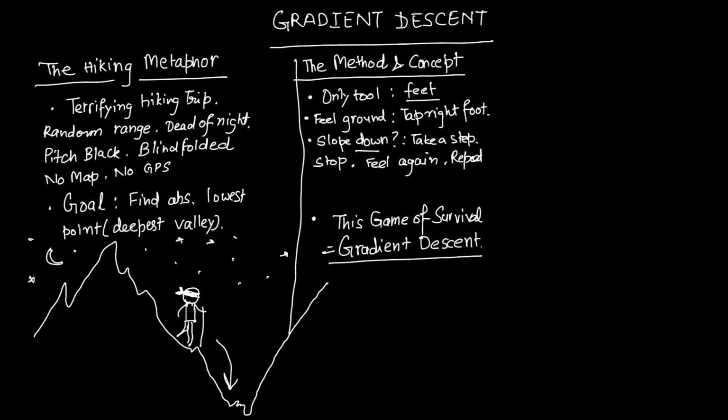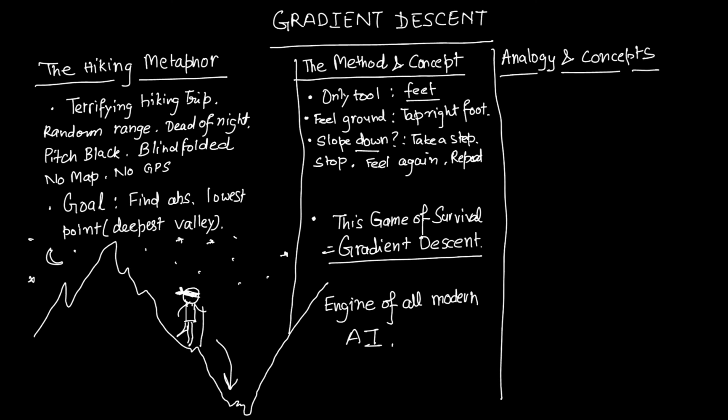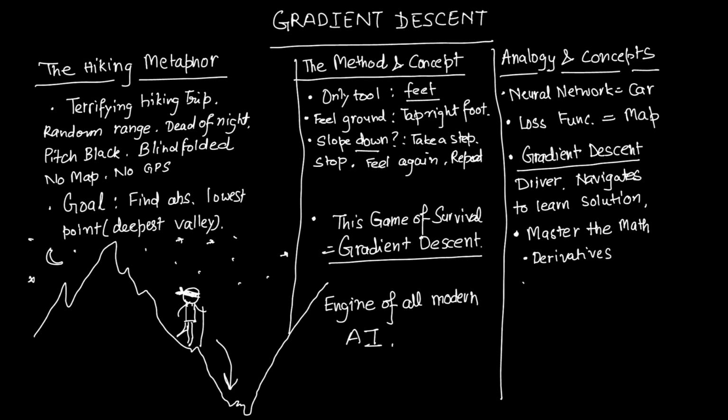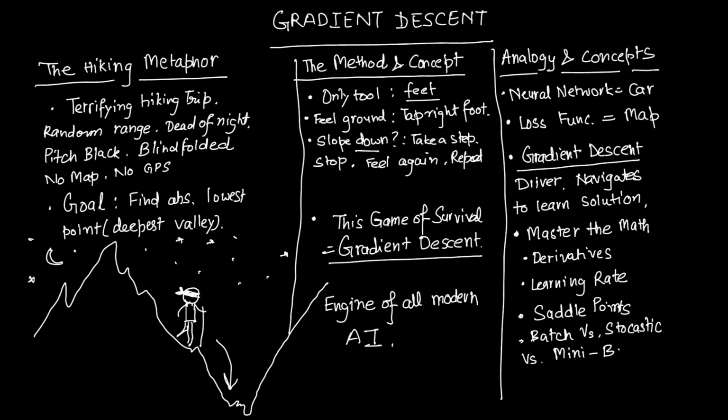It is the engine of all modern artificial intelligence. In our previous video, we built the car, or the neural network, and we built the map, or the loss function. But gradient descent is the driver. It is the algorithm that actually navigates the complex multidimensional mountains of data to learn the solution. Today, we are going to master the math behind the hiker. We'll cover derivatives, the learning rate, the danger of saddle points, and the critical difference between batch, stochastic, and mini-batch descent. By the end of this video, you will understand exactly how ChatGPT finds its way home.